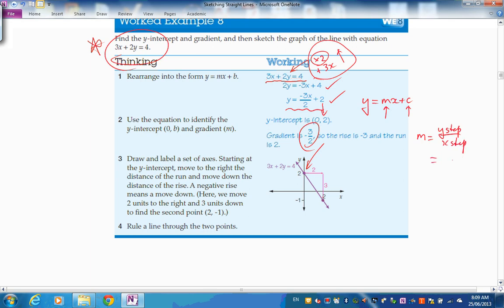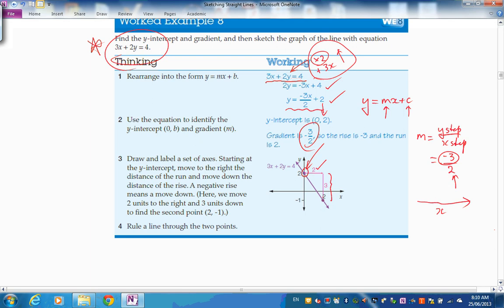And that is, well, negative 3. You usually put the x step as positive. You think about moving positively along the x-axis and look at the response of y. So let's do that here. Starting at our point, moving 2, and we've got to drop down 3 because the y movement is in the negative direction, negative 3. Then rule a line through the 2 points. Do you get it? You might have to pause the presentation and go back and check it out.